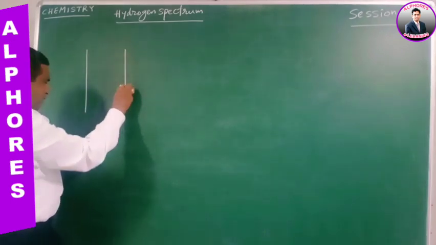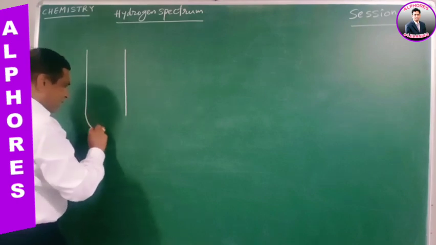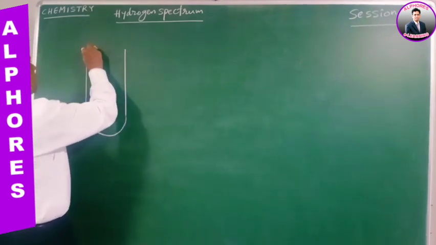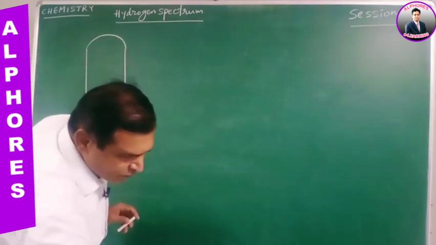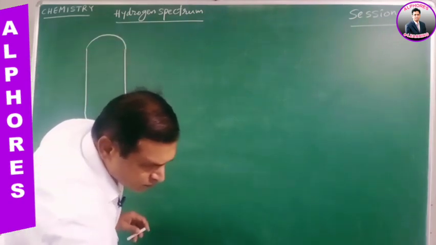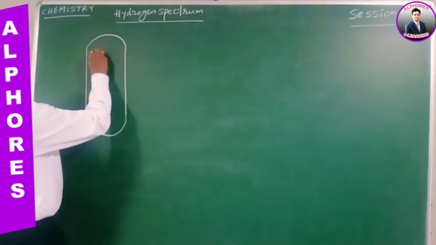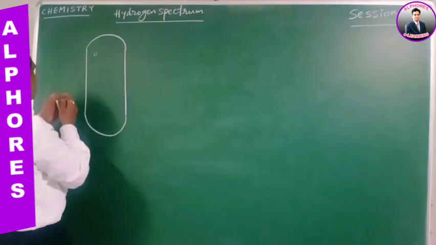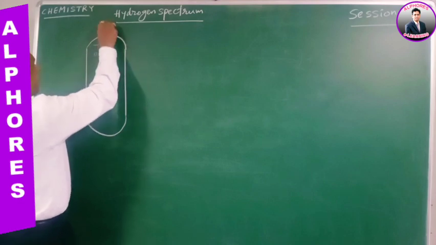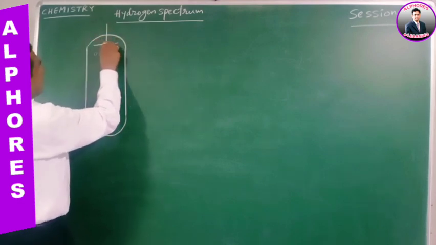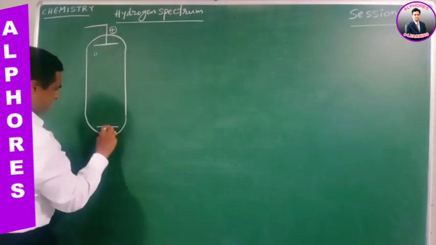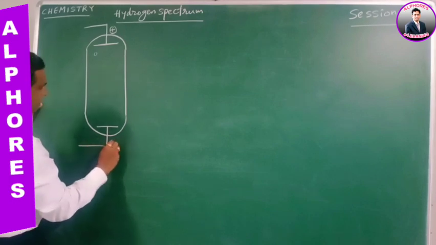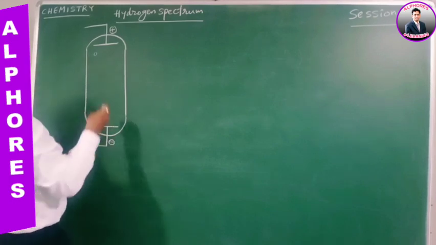A small quantity of hydrogen gas is taken in the discharge tube. So all these are hydrogen molecules. In the gaseous state, hydrogen is present in the form of H2 molecules. All these are H2 molecules.